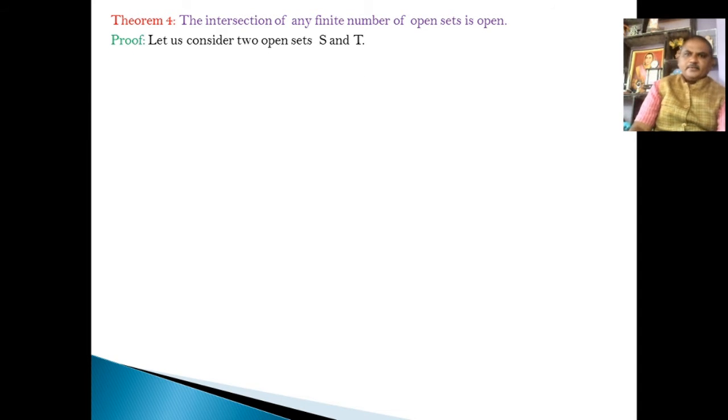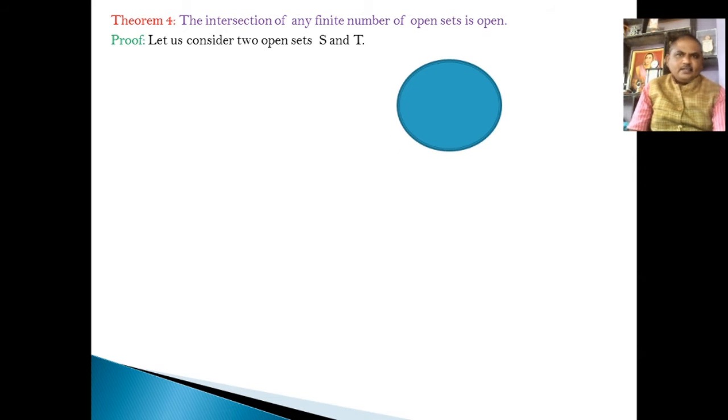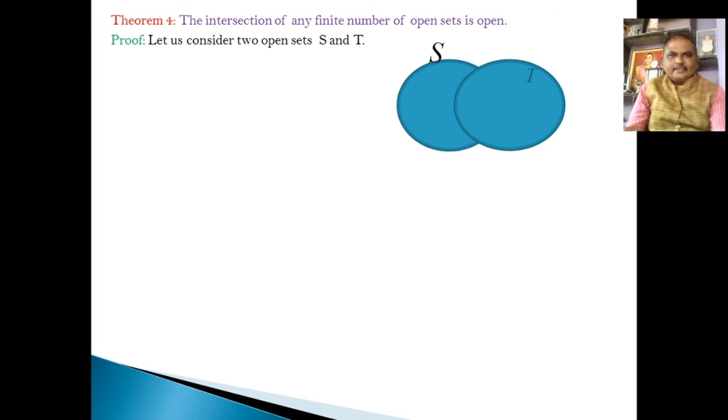Proof of this theorem: let us consider two open sets S and T. Finite number means 2 or 3 or 4 or 100. In this theorem, first consider the two open sets S and T. This is the set S, and all these sets are sets of real numbers. This is the second set T, suppose.